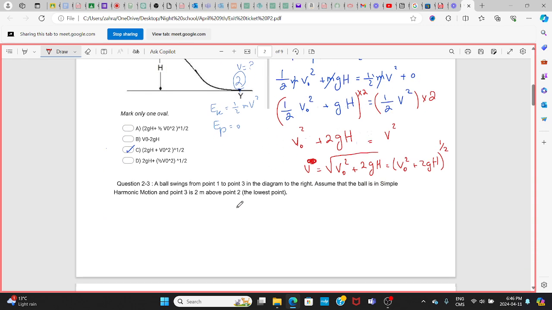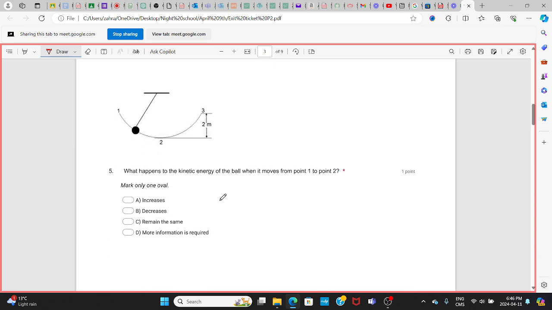Okay, very good. Okay, the next question: what happened to the kinetic energy of the ball when it moves from point 1 to point 2? When the ball is at point 2, it stops, right? So kinetic energy at this point would be 0 because the velocity is 0. Do we have potential energy? Yes. And what is that? It is mgh. What is this h? If I take this to be my 0 level, my h is from here to here, which is equivalent to the 2 meters, right?